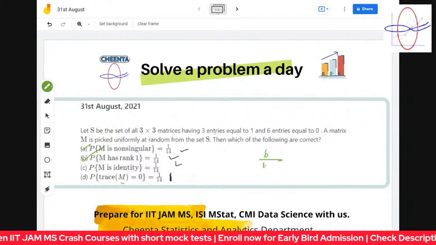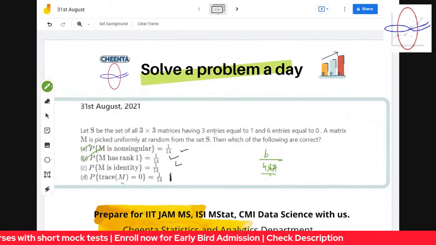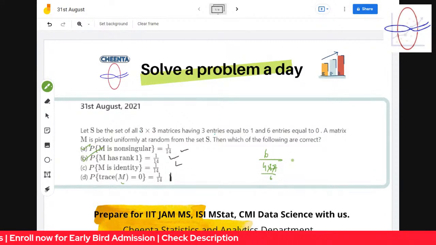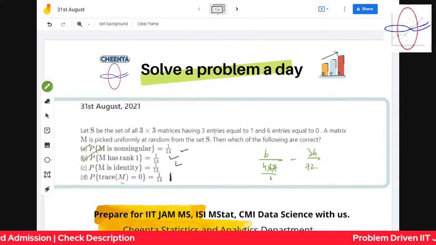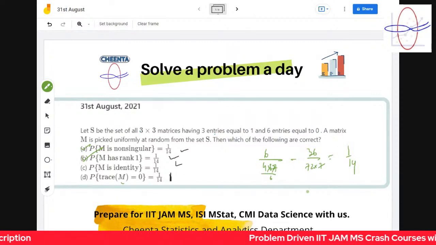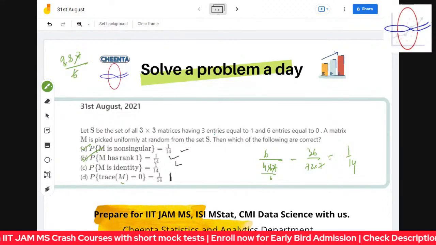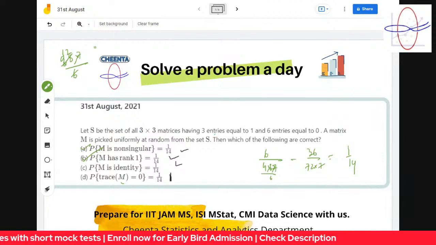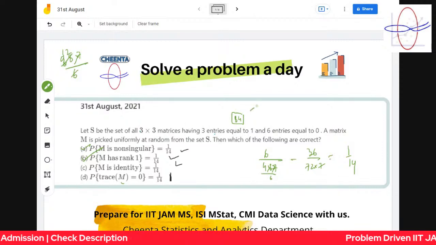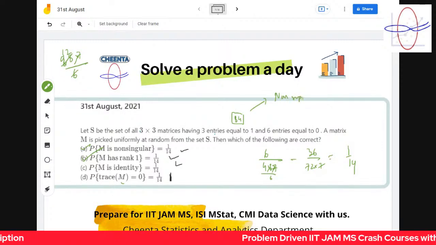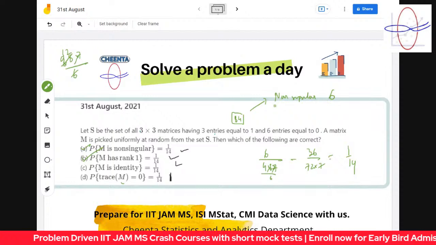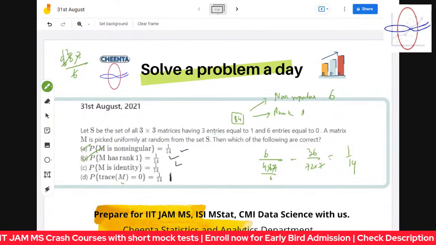So 6 by 9 into 8 into 7, into 6, and we get 36 by 72 into 7, which turns out to be 1 by 14. So it's a really beautiful problem. Actually the total number of matrices is not that, the total number of matrices is, I think, 84. So 84 such matrices are there over here, and out of that, the number of non-singular ones is 6. Rank 1 is coming out to be 6.